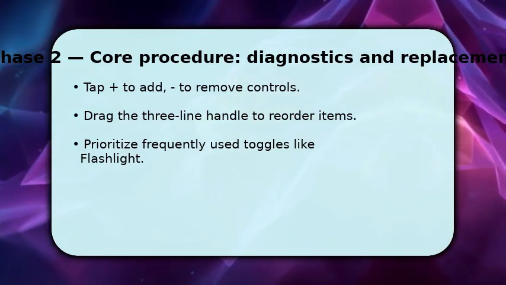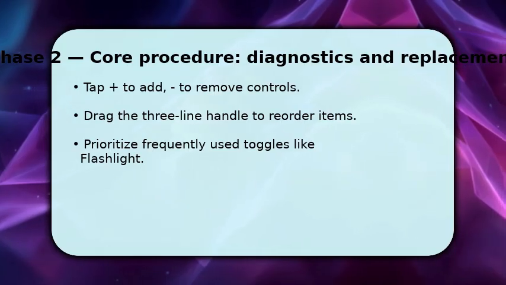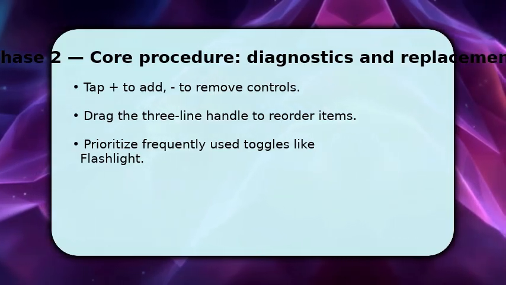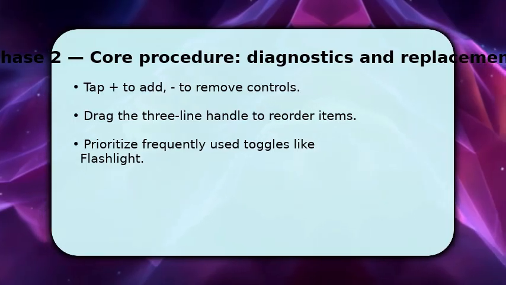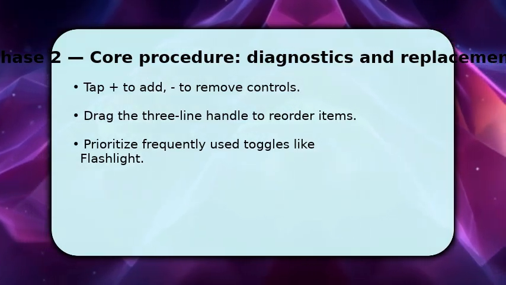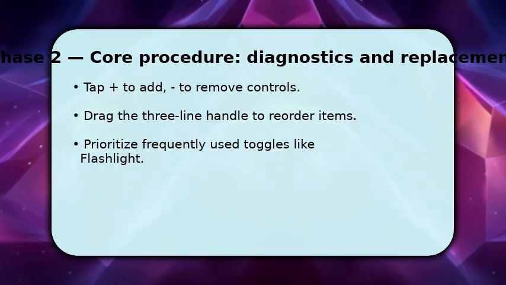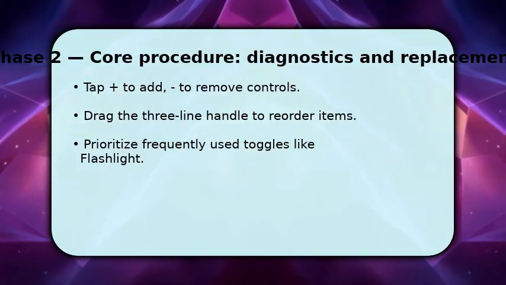Remember, adding too many controls can crowd the view, so pick essentials like flashlight, camera, and screen recording. Once arranged, swipe to test the changes. Finish by swiping down from the top right corner to open the control center and verify your new layout.